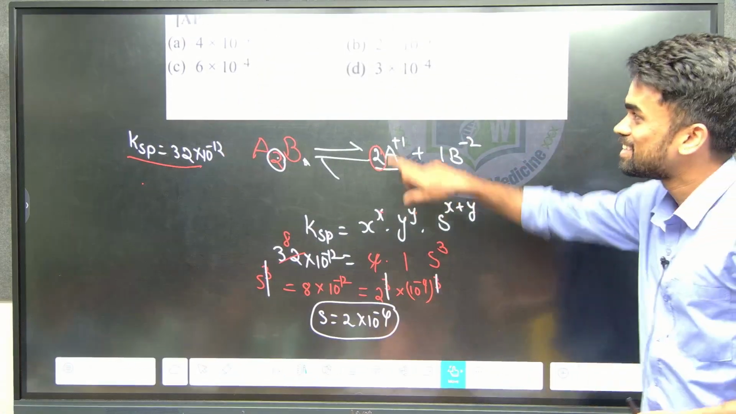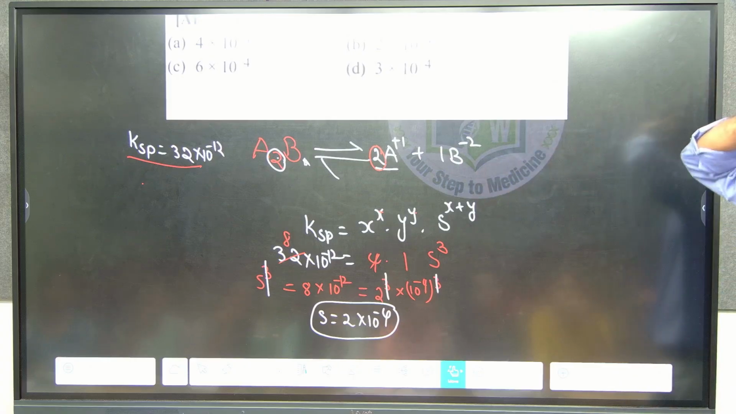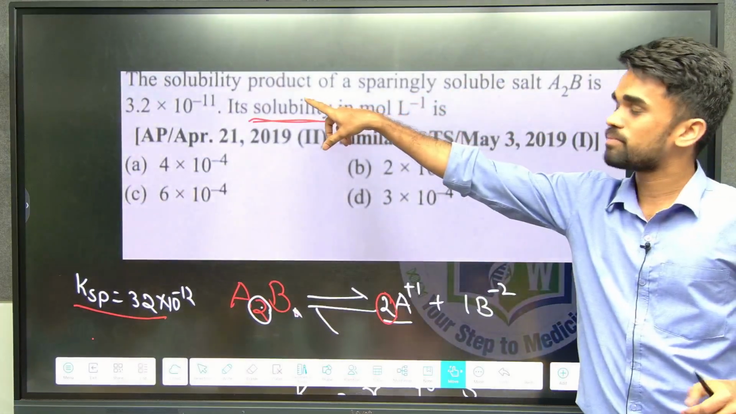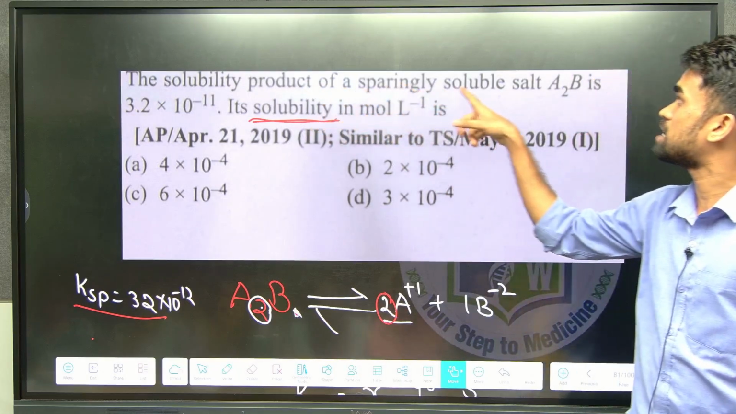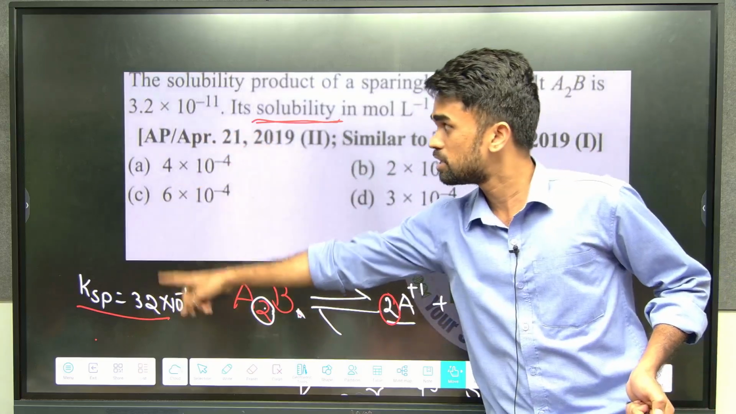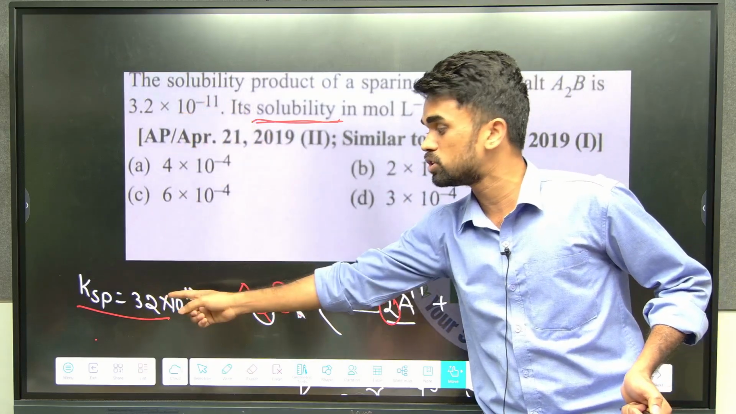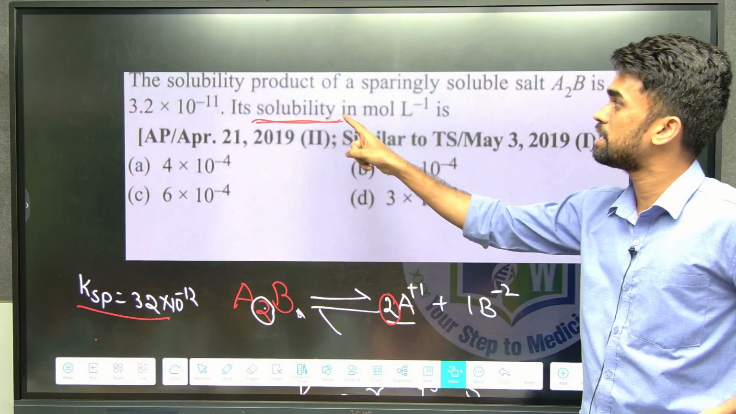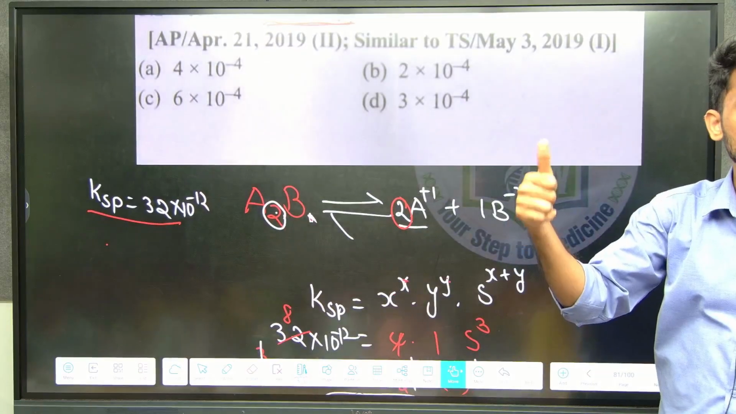Ask like this. Okay, once again I am saying it from the beginning. What are they asking? Read it. Solubility product of a sparingly soluble salt is this much. KSP is how much? 3.2 into 10 power minus 11. I can write it as 32 into 10 power minus 12. Okay, then what are they asking us? Solubility of that salt they are asking. So KSP is given, S they are asking.